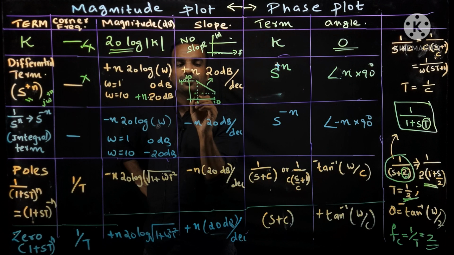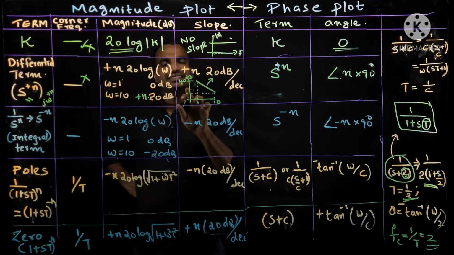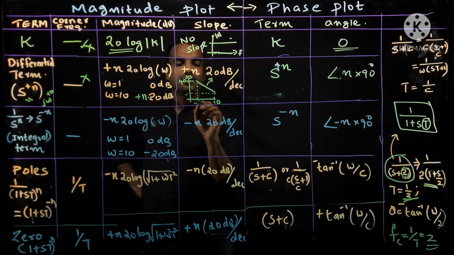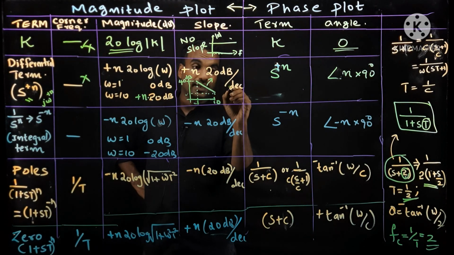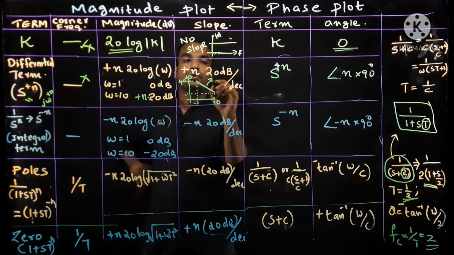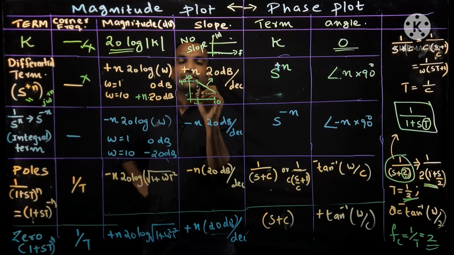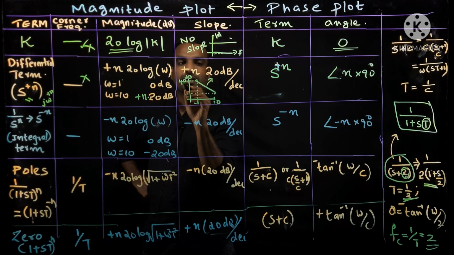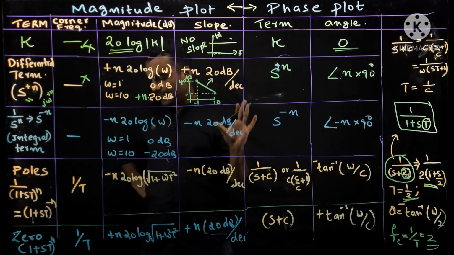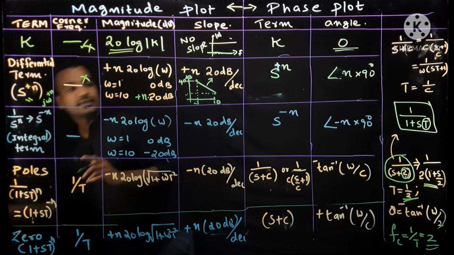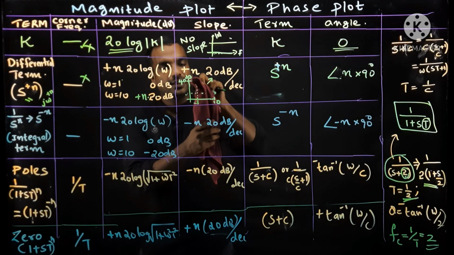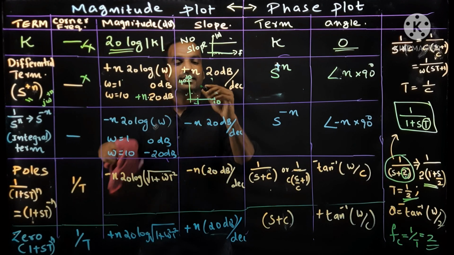What may be this value? Please think about it. 1 to 10 is 1 decade. So per decade, an s term will contribute 20 dB slope. So if this is 40 dB, on this point it will have... sorry, I made a mistake. This is plus slope now. Slope is plus, that means it has to go like this.